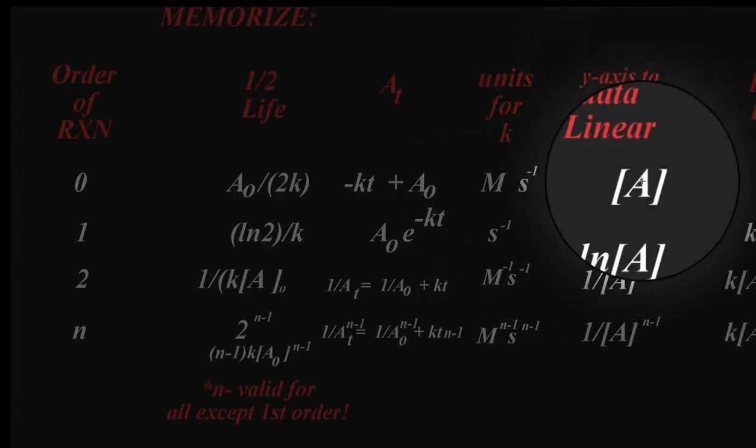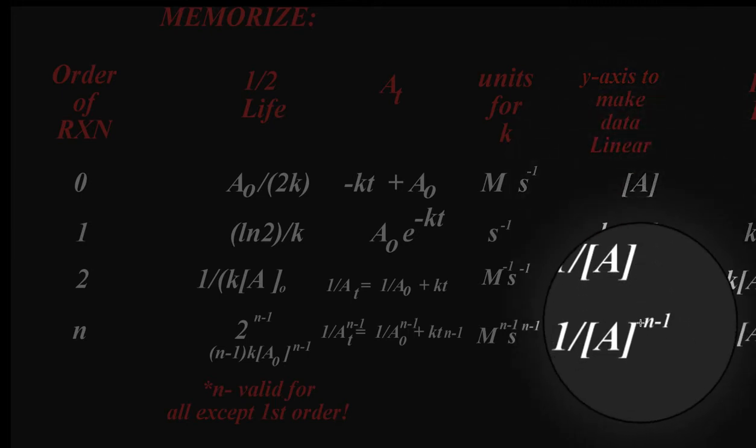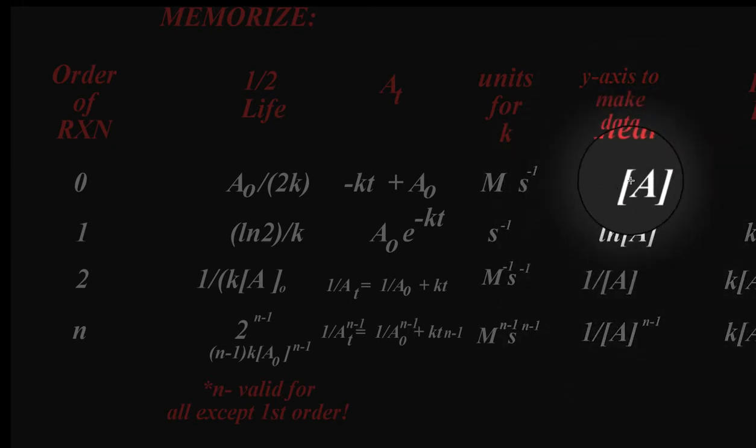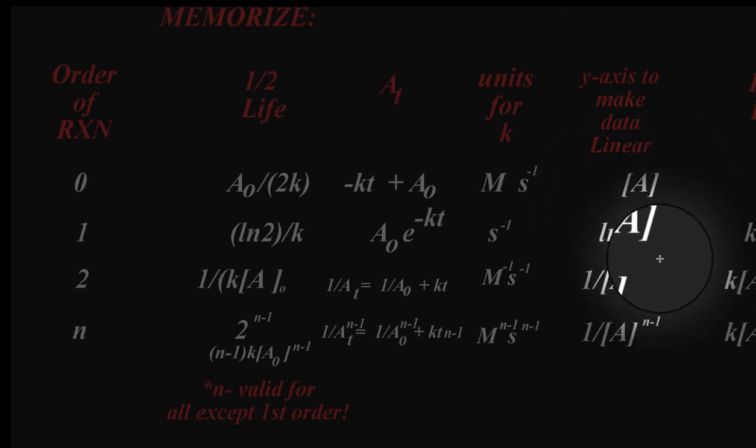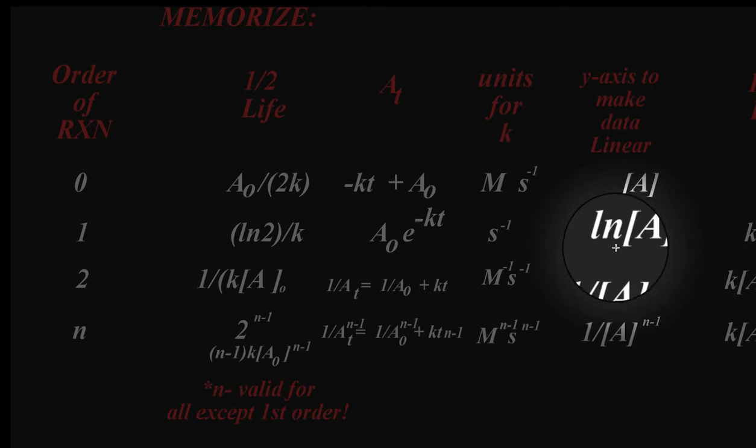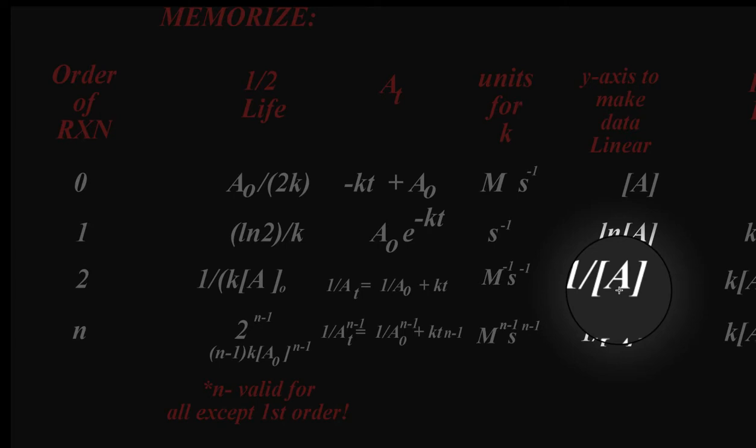All right? And sometimes you might be asked the question, what do we need to do to the data to make it linear? This is what you need to do for 0 order. Here we just need the concentration of A, whereas a first order reaction would not be linear if it was just concentration. But when we take the natural log of it, it does become linear. And this one, when we take 1 over the concentration, it becomes linear.